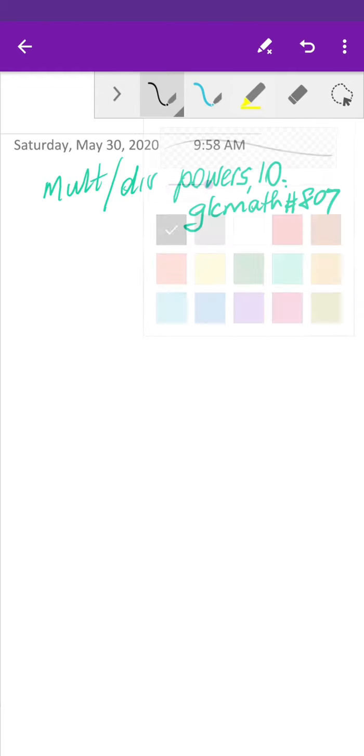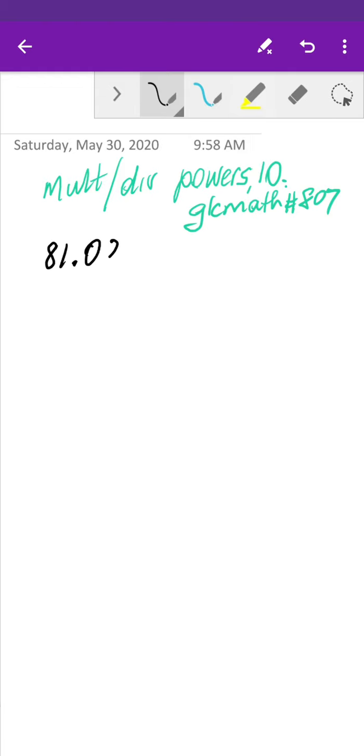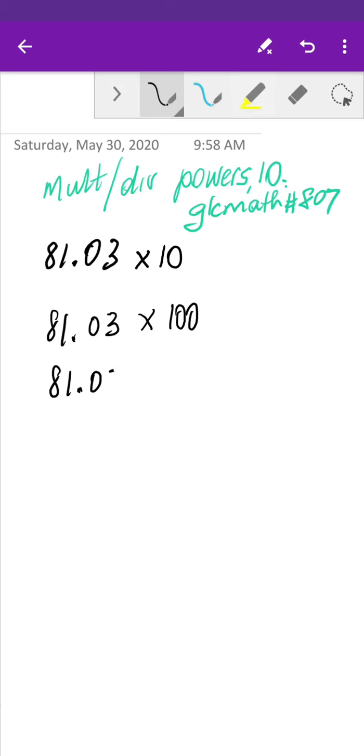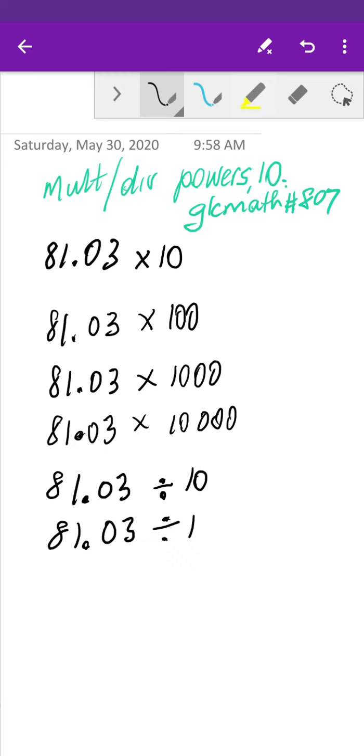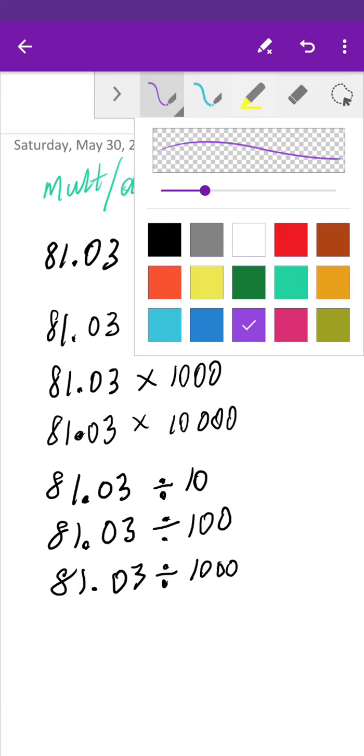Let's have a look at a decimal number, and we have to multiply this by 10, or we have to multiply 81.03 by 100, or 81.03 by, say, 1,000, or 10,000 for that matter. It's a decimal. And that can continue, or we can take any decimal number and let's say we divide it by 10, or we divide it by 100, or we divide it by 1,000, etc.